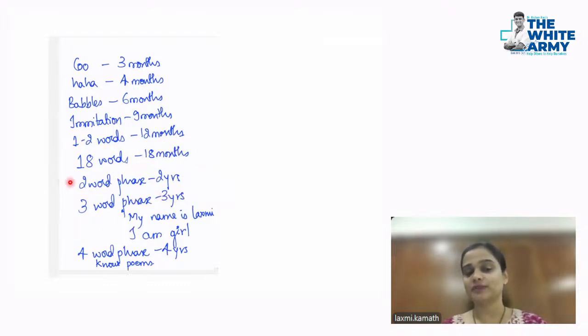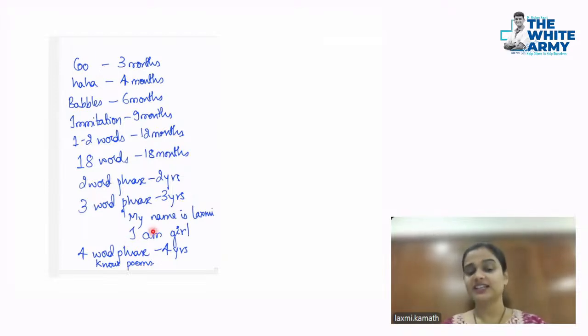At 3 years, it should be talking 3-word phrases. For example, my name, this is 4-word: My name Laxmi, I am a girl. Why am I giving this example? Because at 3 years, the child will know its name and the child will know its gender also. So this is how you remember the 3 years language milestone.